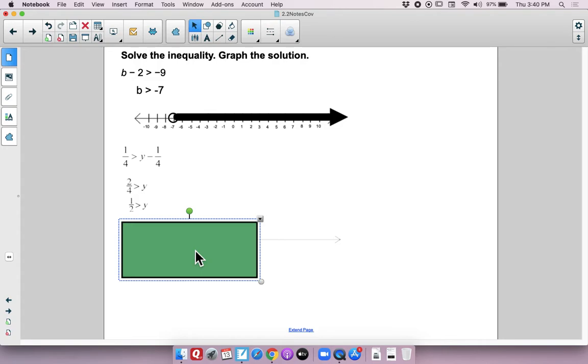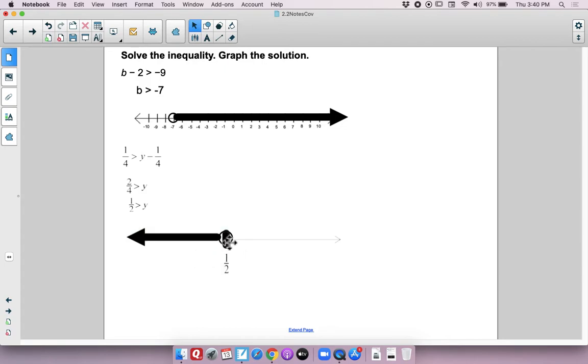Open or closed? Open. Left or right? Actually left, right? We want numbers that are less than. By the way, this bar here is just saying that's where 1/2 is, just like you have these bars up here. So that you can see it's an open circle.